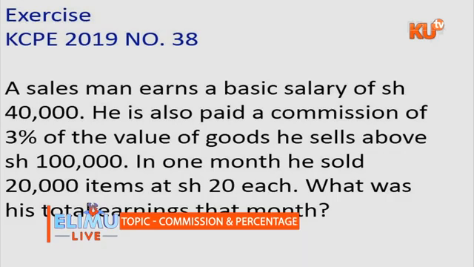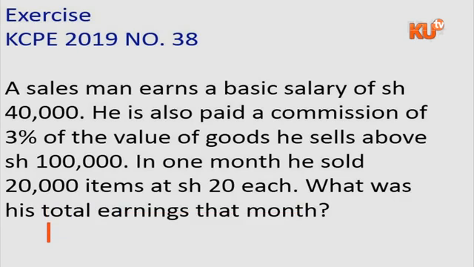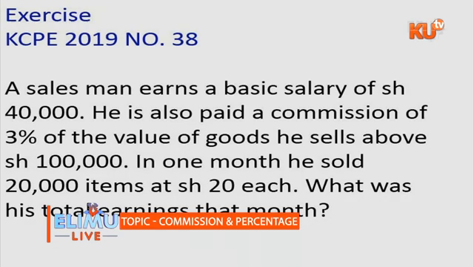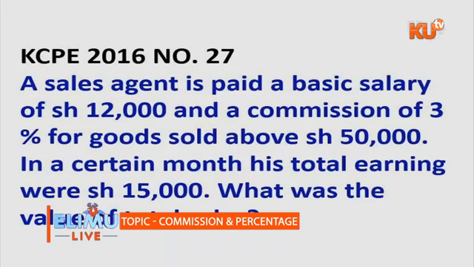I want to take you through the last question, which is a question on sales. That is on 20 question. This question was set in 2016. So total sales, I read the question. A sales agent is paid a basic salary of 12,000 and a commission of 3% for goods sold above 50,000. In a certain month, his total earnings were 15,000. What was the value of total sales?